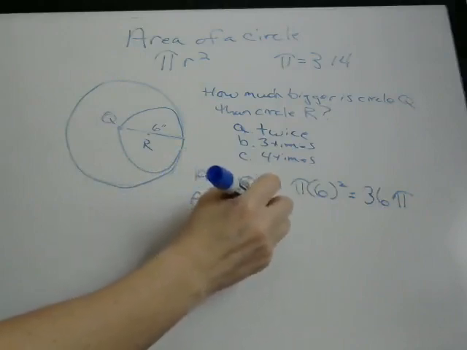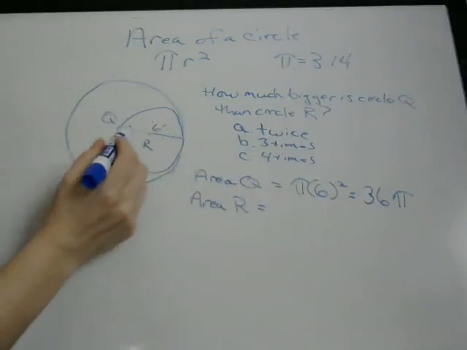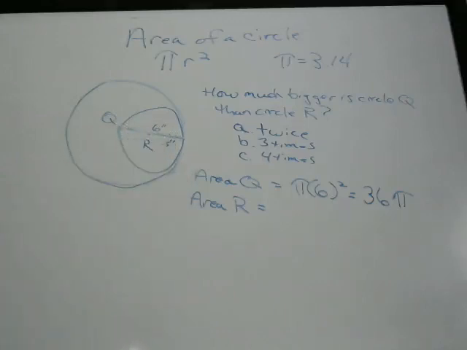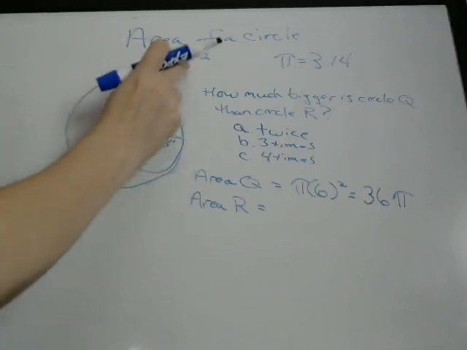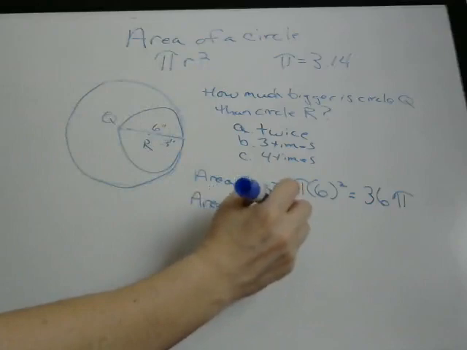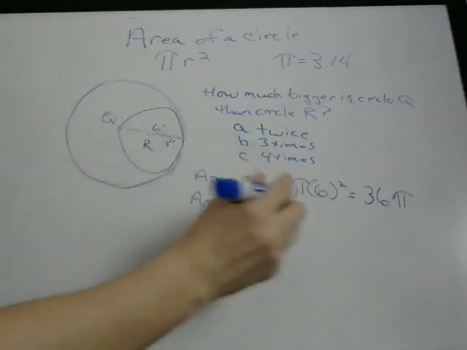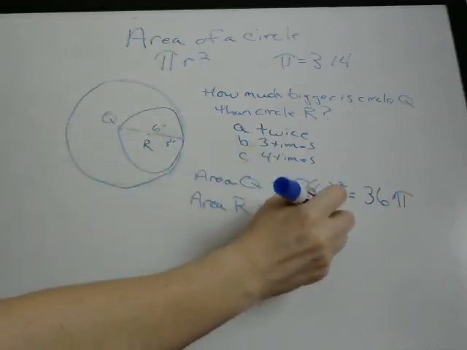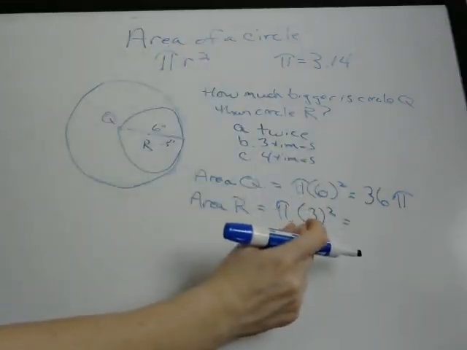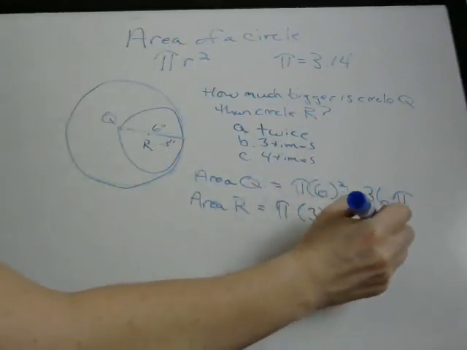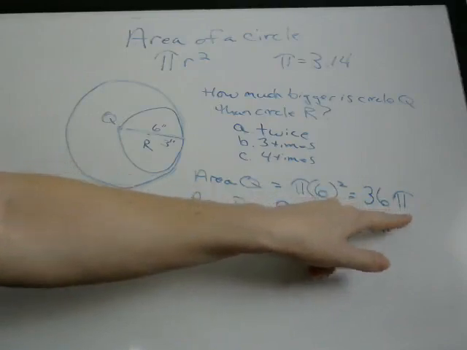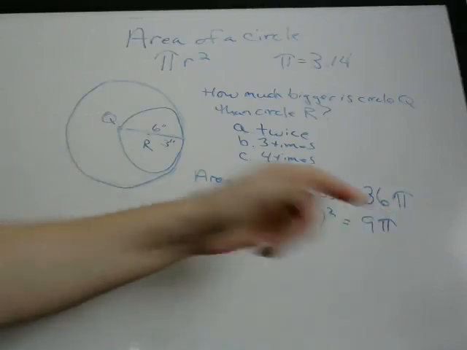Area of R, circle R. Now here they've given us the diameter as 6, so that means the radius is half of that. So the radius of R is 3. Remember in our formula you have to have the radius, not the diameter. So the area of R is pi times 3 squared. 3 squared is 3 times 3 is 9, so it's 9 pi. So here we have 36 pi. Here we have 9 pi.